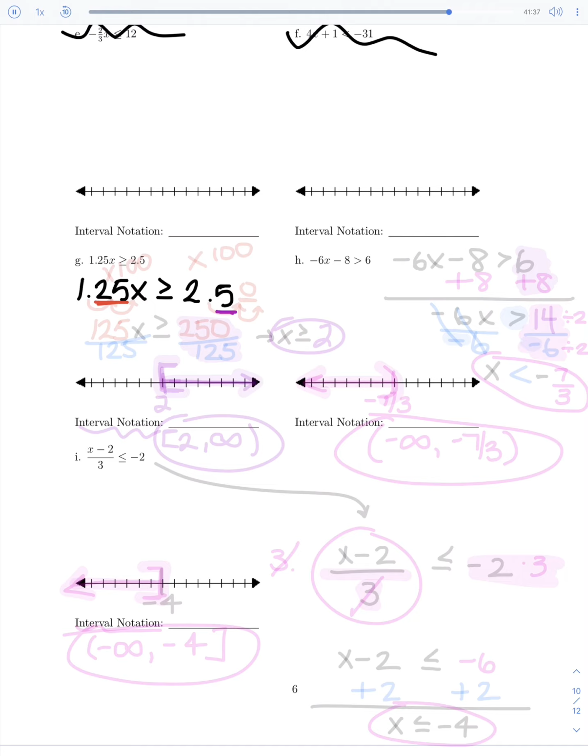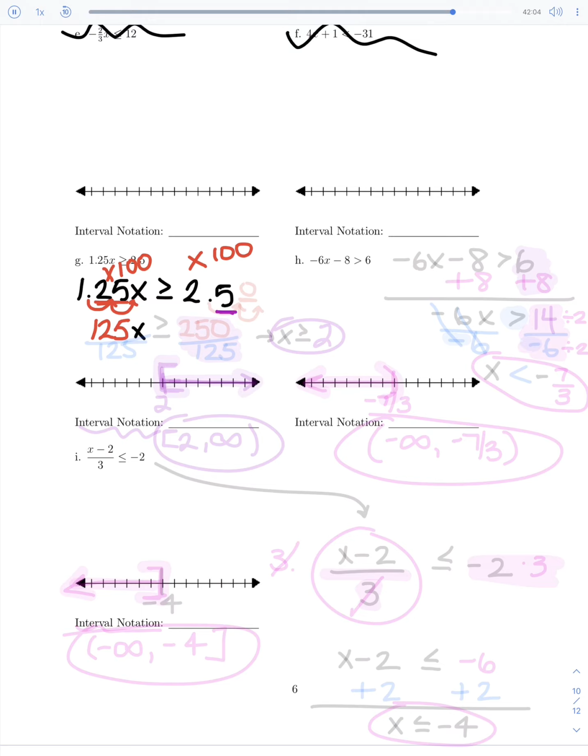Well, to move 2 decimal places, I need to multiply by not 10, but 100. So I'll multiply the left by 100, but then I have to multiply the right by 100. That moves everything 2 places. So what that means is for the 1.25, it turns into, 2 places moved, 125x.